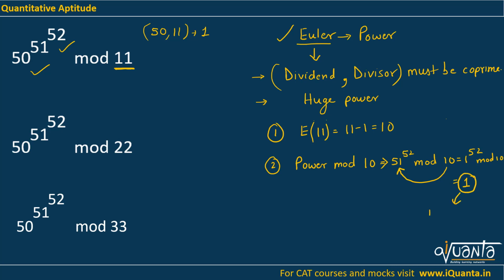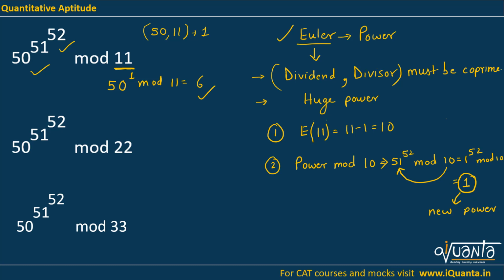So this will be the new power now. So now the question becomes 50 to the power 1 mod 11, and now this is very easy to find out. 50 to the power 1 is 50. 50 mod 11 is 6. So I hope you've understood this. Whenever you have huge powers, use Euler.